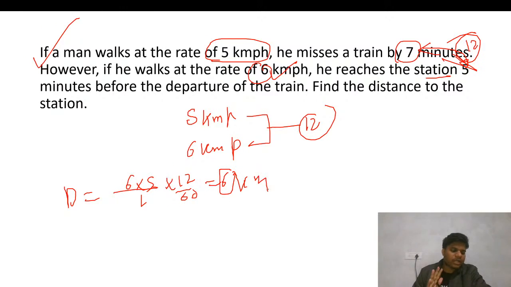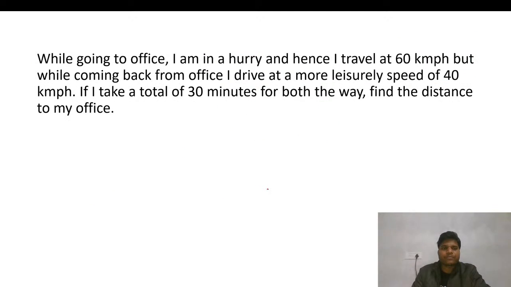Is this clear? I hope you all are understanding how much easier this method is. Otherwise, you will make an equation, and that will be difficult. Fine, Chandrika, no issue. Okay.